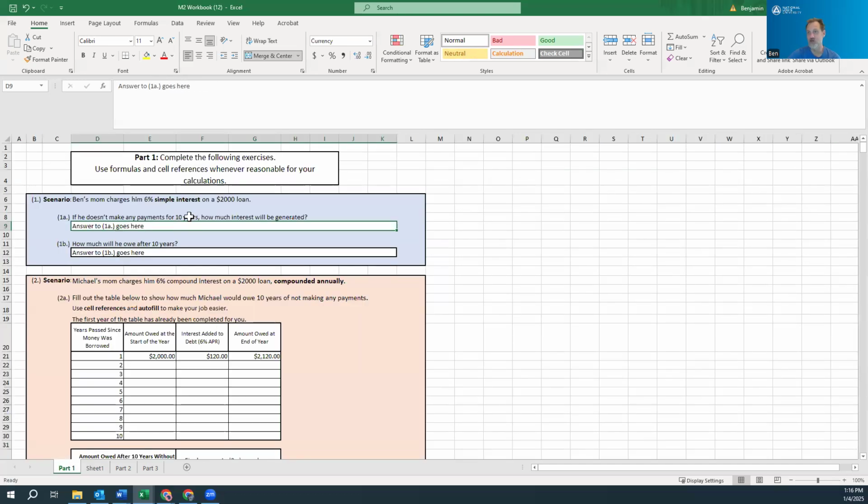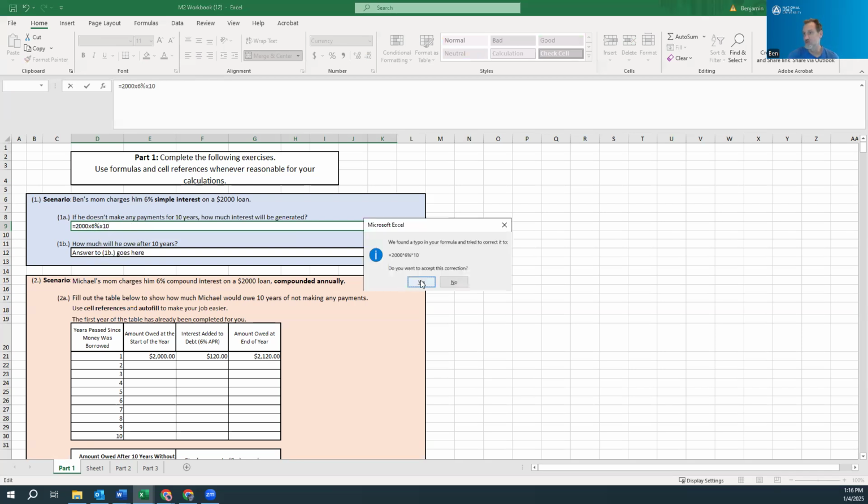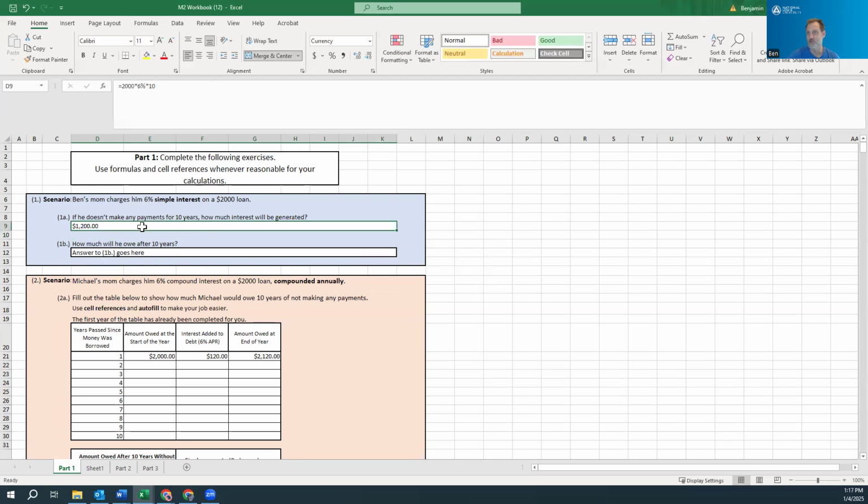So in this situation, don't make payments for 10 years, $2,000 loan, 6% simple interest. We have everything we need. We've got interest equals PRT, P times R times T. I'm going to write it out like that, but I need to actually put in the numbers. P, the principal, 2,000. R, the rate, 6%. T, the time, 10. And so I've got my answer. It's already formatted as money, $1,200.